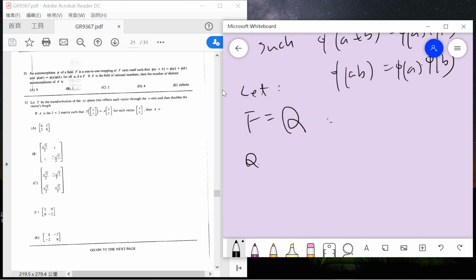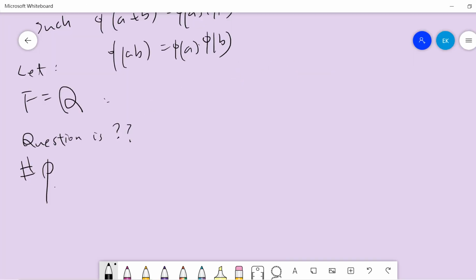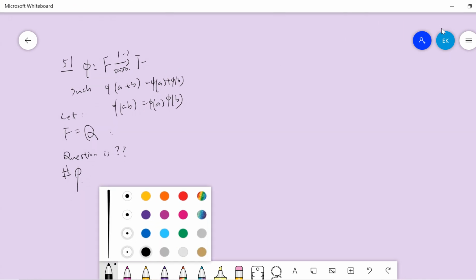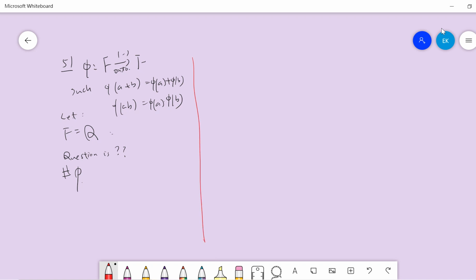Okay, so the question is, how many automorphisms phi are there? So the number of phi. This is the question. Okay. So I will announce the answer. Actually, there is only one. Phi of x is x. This is the only automorphism.